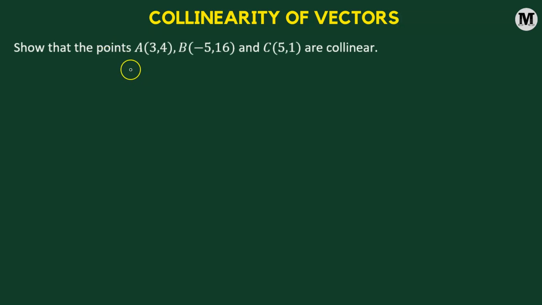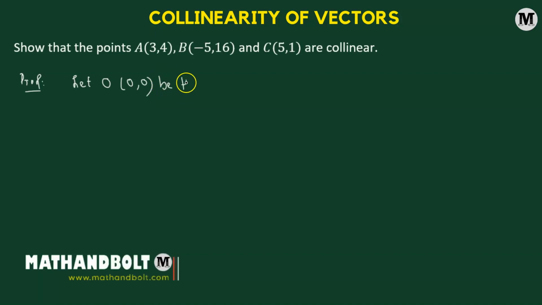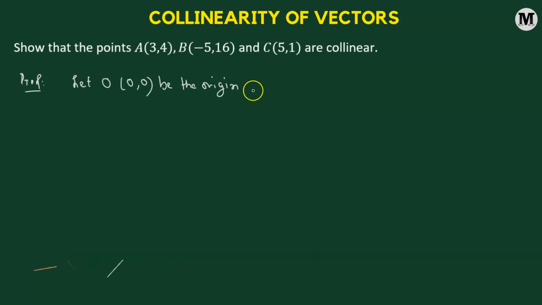So here we need to show that the points A, B, and C whose coordinates are given are collinear. Okay, let us begin. What we'll do first is consider some origin O. Let O (0, 0) be the origin of some coordinate system, and it's going to be a two-dimensional coordinate system such that we can define the position vector of point A.